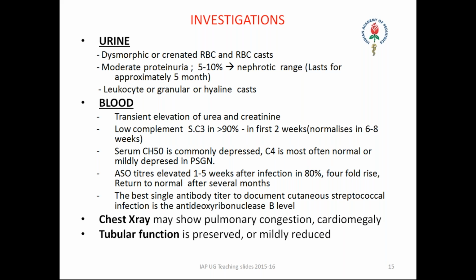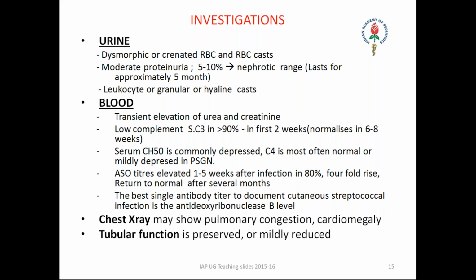Investigations. In urine, you have dysmorphic or crenated RBCs and RBC casts. You see hematuria and RBC casts, and moderate proteinuria, mild to moderate. If it is more, again that is nephrotic. Only 10% can present like nephrotic, and it lasts for about 5 months. WBC or granular or hyaline casts are seen.